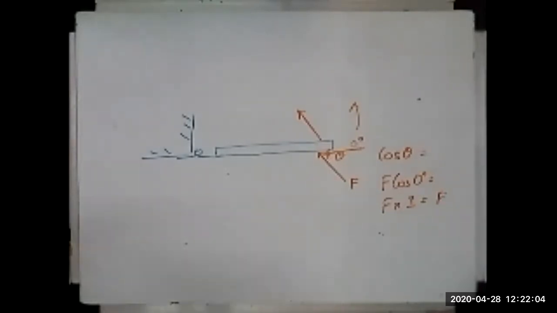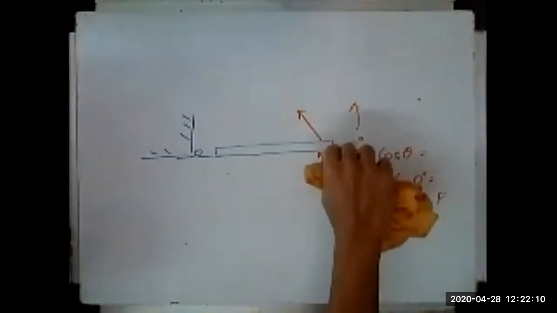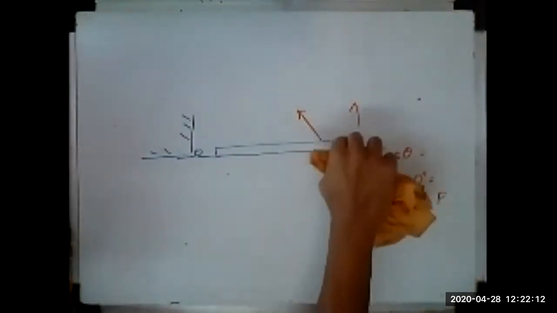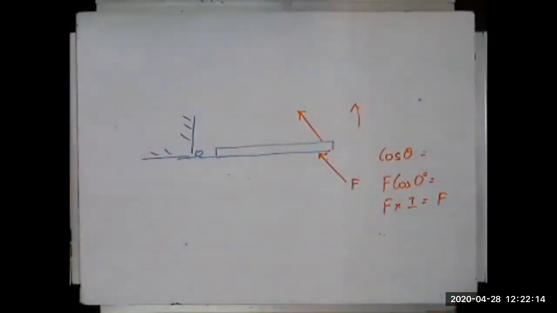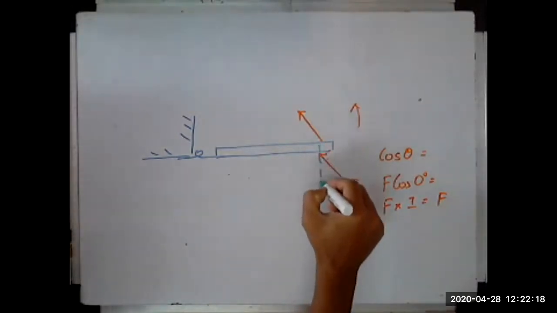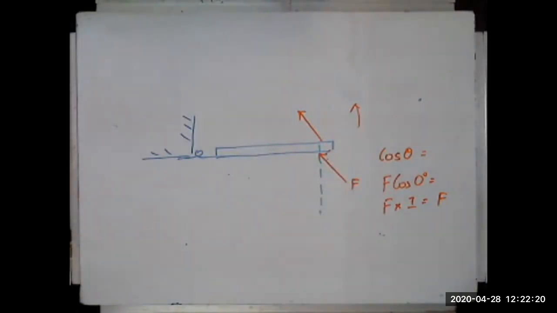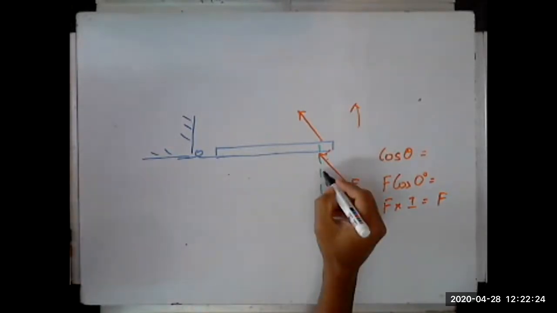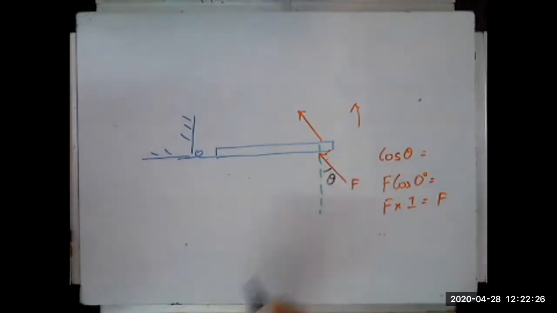Okay, so therefore my assumption that theta is there was incorrect. So what is theta? Well, if it is not to the horizontal, then it must be to the vertical. So the angle of theta would have to be here. This would have to be theta.